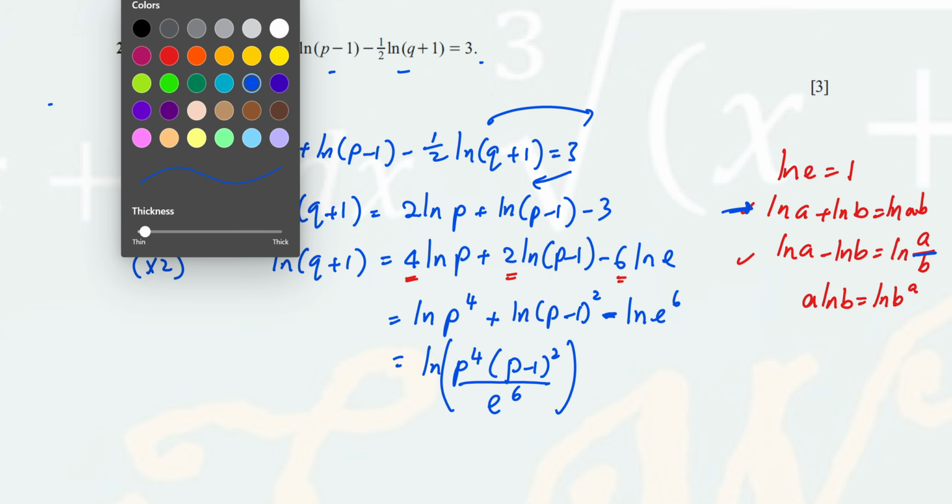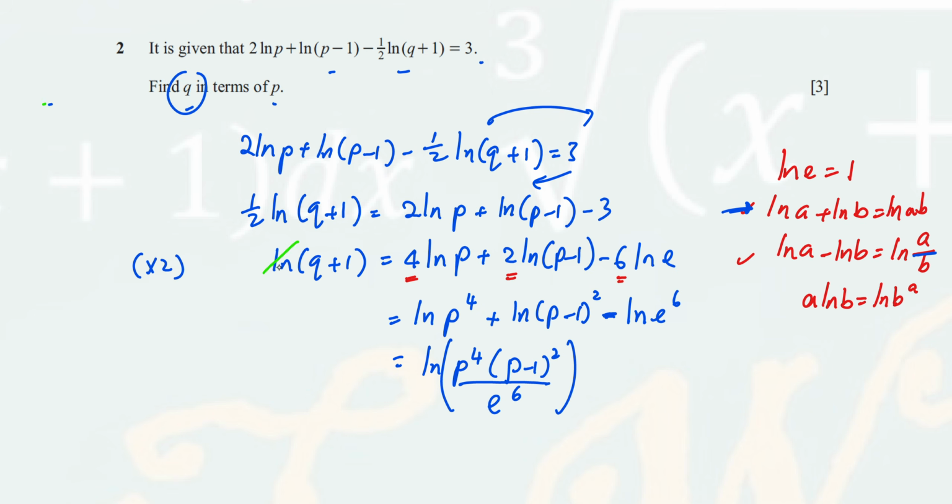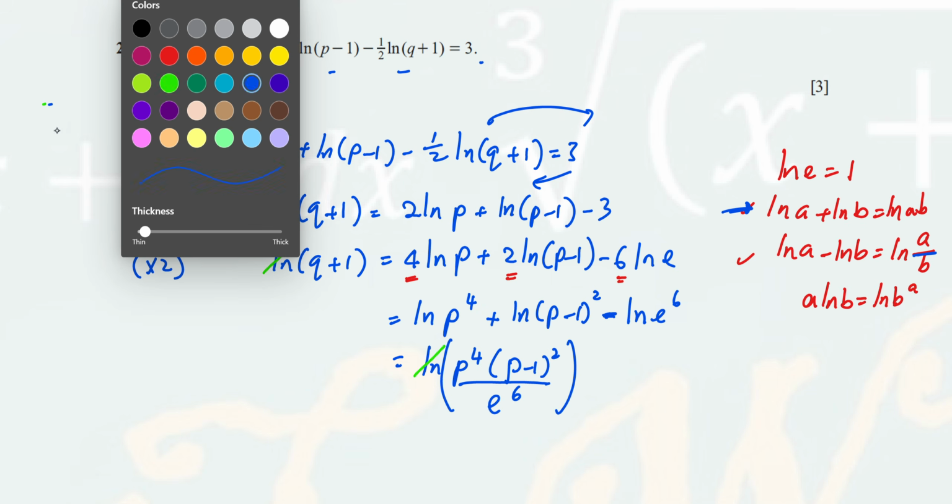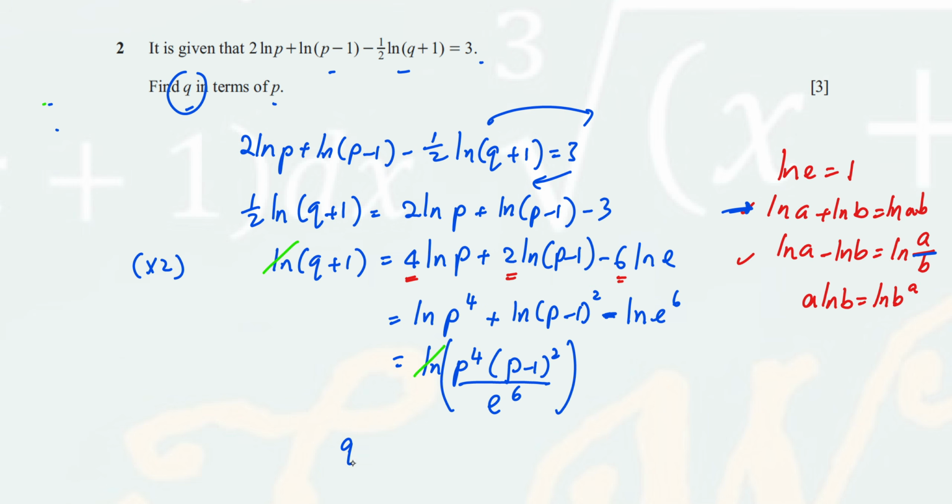So now when you compare the left and right side, now I have 1 ln each. Therefore, we can cancel the ln and get the q now. So for the q, I will just move the plus 1 to the right side. So it becomes p power 4 times p minus 1 squared over e power 6, then minus 1. Okay, so this is the solution.